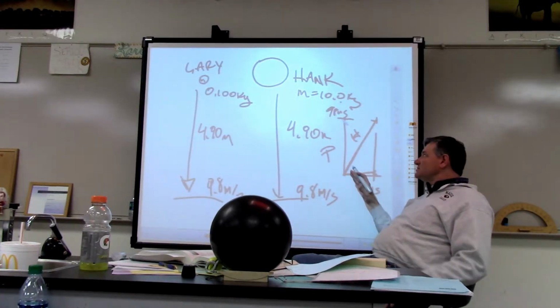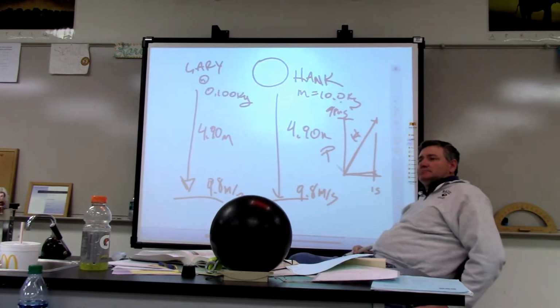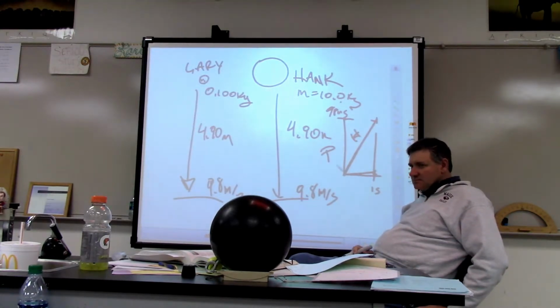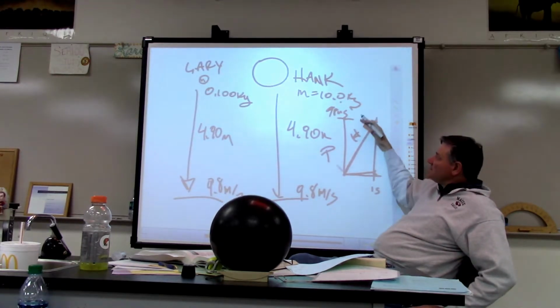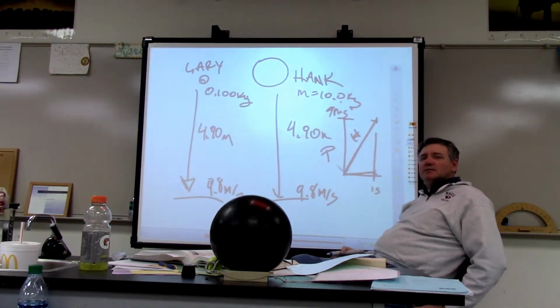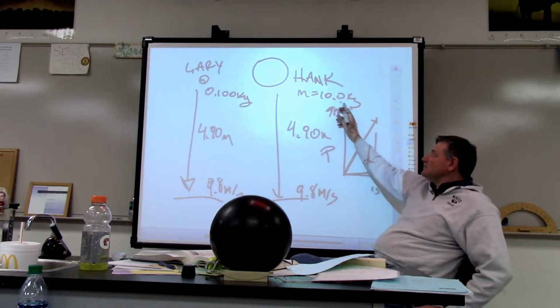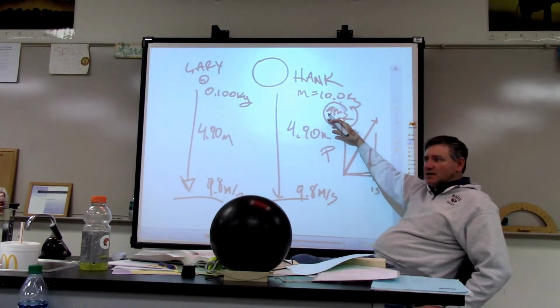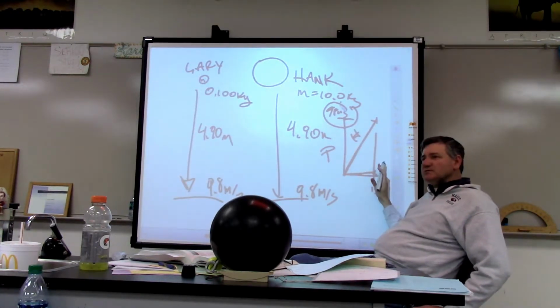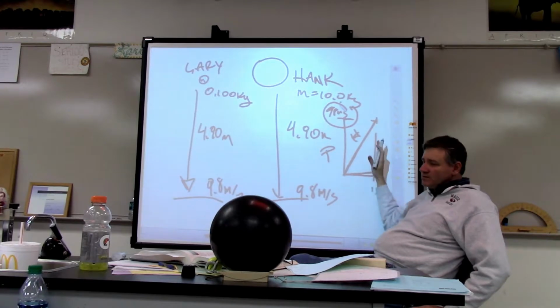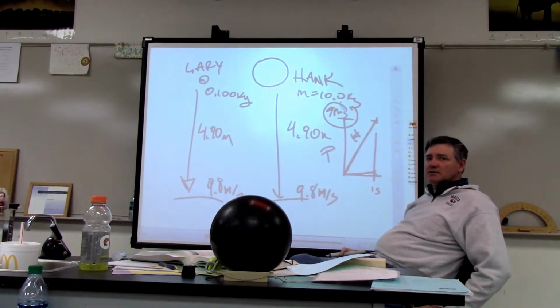Could you find the slope of Hank's line? Yes. So, what's the slope of Hank's line? Do not make this difficult. So, this is 98 Newton seconds. You're over here at 1 second. So, what's the slope of this line? 98 Newtons.